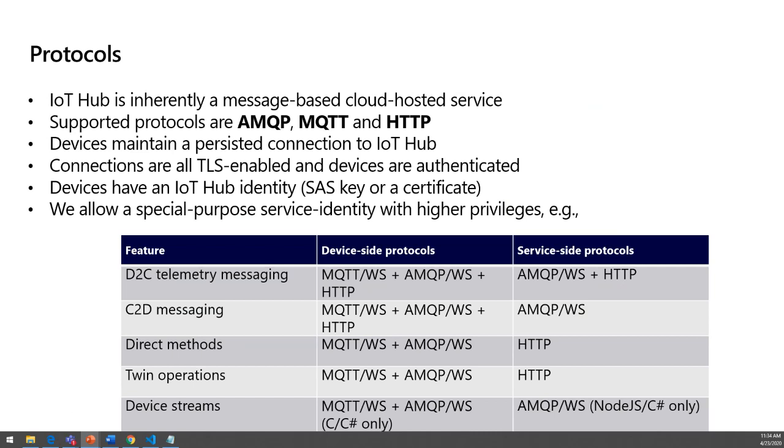It's all about maintaining that persistent connection to IoT Hub. All connections are TLS enabled, and the devices are authenticated. Devices have an IoT Hub identity, which can be either through a SAS token or an X509 certificate. We also allow special purpose service identities with higher privileges. So I have this table for you to view which features and protocols are supported, both on the device side and service side.